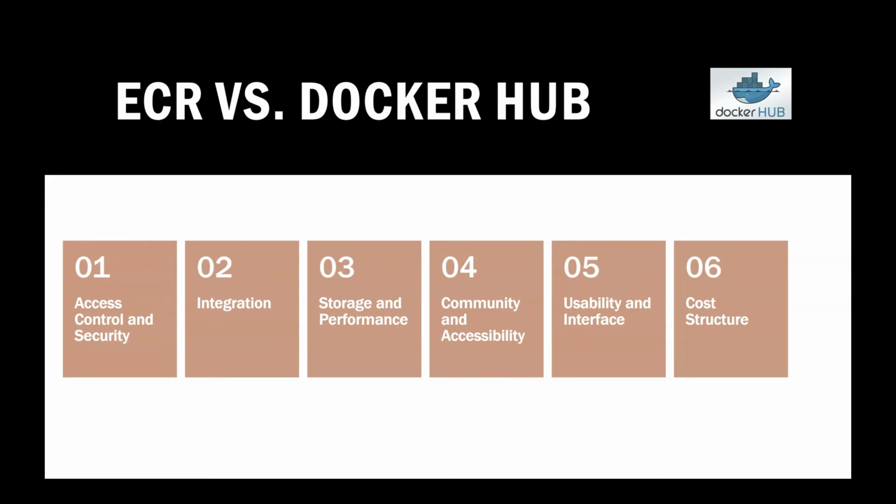ECR offers granular access control through AWS IAM, and it prioritizes security with encryption at rest and in transit, along with image scanning for vulnerabilities. Then we have Docker Hub. Docker Hub provides basic access control for private repositories, and security measures might be comparatively limited. It lacks the advanced IAM integration and extensive security features of ECR. So ECR is far better off in security when compared to Docker Hub.